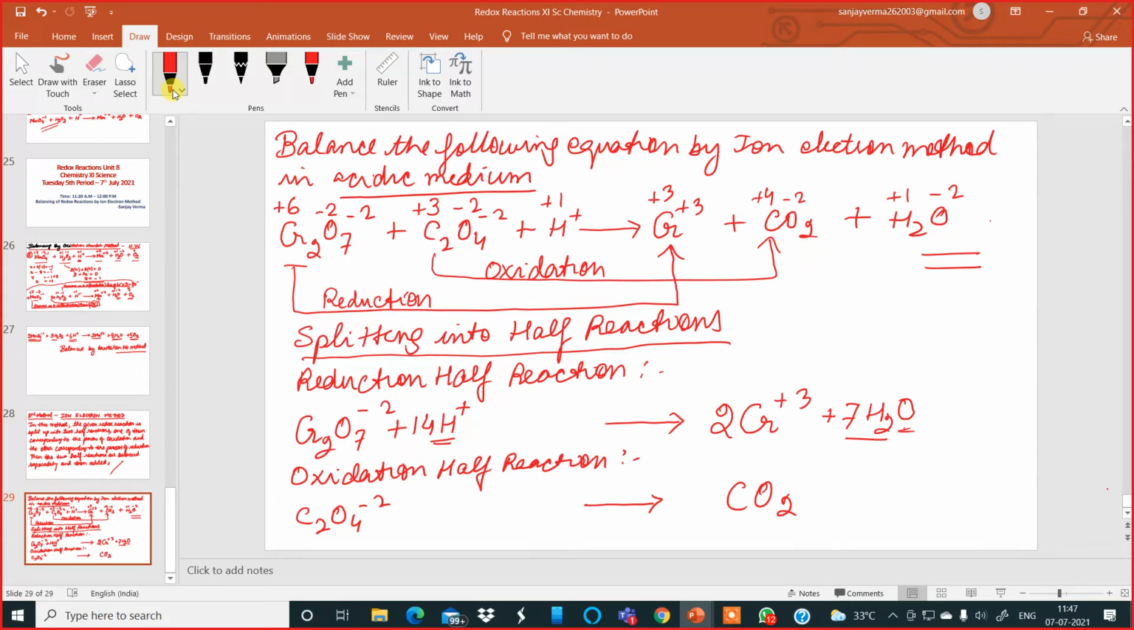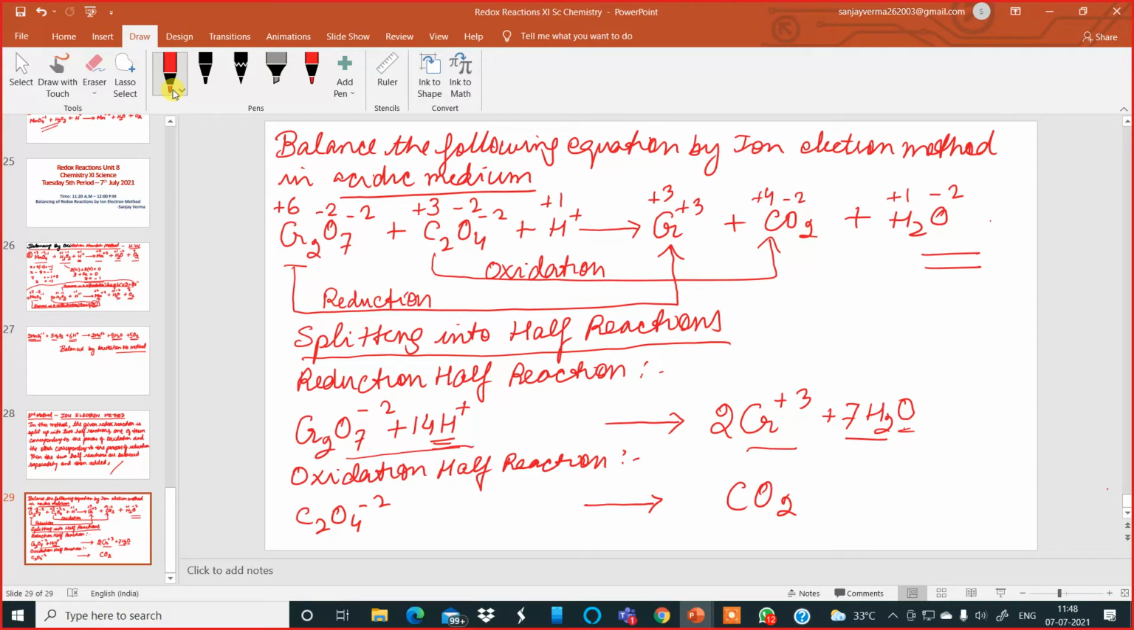Now I have to balance the charges on the left hand side and the right hand side. Let us check the charges. On the left hand side, this is minus 2 charge, and over here 14 positive charges. 14 positive charges minus 2 negative charges makes it 12 positive charges. But on the right side it is 2 times 3, that is 6 positive charges. Positive charges are less over here, but here it is 12 positive charges. So I have to make it the same.